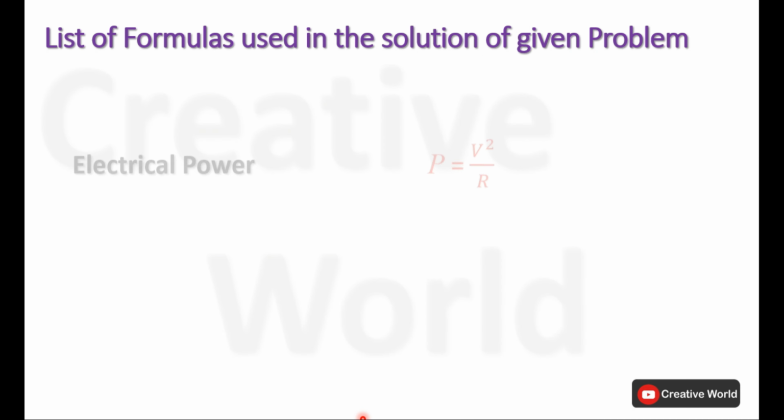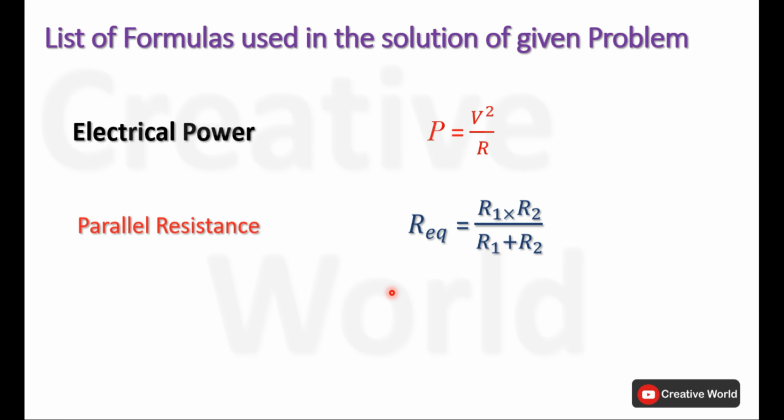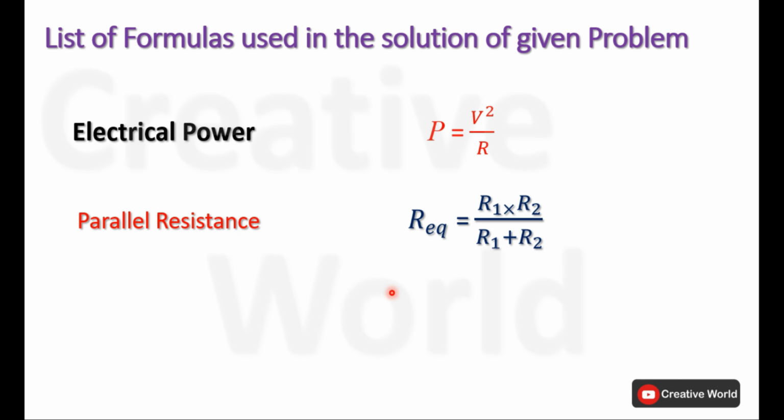While solving this problem, we will be using the electrical power formula. The basic electrical power calculation formula is P equal to V squared divided by R. Here V is the voltage across resistance R. We will also be using the equivalent resistance formula for two parallel connected resistances. Their equivalent resistance can be calculated by taking their product and dividing by their sum.